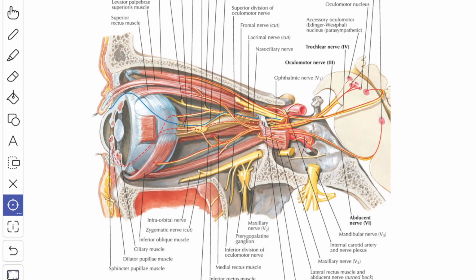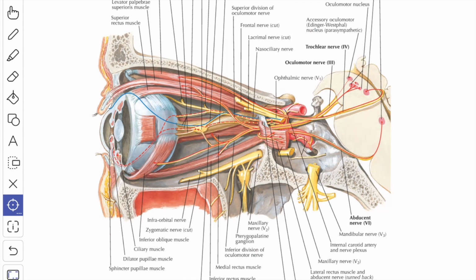In this video, we are going to study the third cranial nerve, the oculomotor nerve. This nerve supplies all the extraocular muscles except the lateral rectus and the superior oblique muscle. In addition, through its connection with the ciliary ganglion, it supplies the sphincter pupillae muscle and the ciliaris muscle.